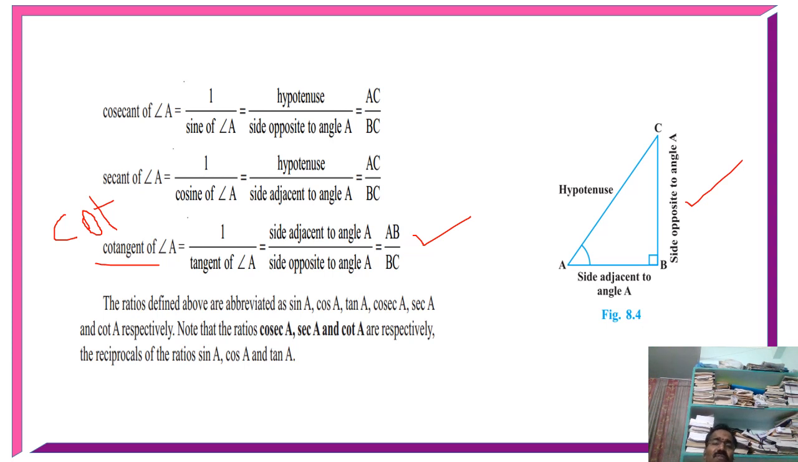For this triangle, if you take angle C, the adjacent side of angle A becomes the opposite side to angle C, and the opposite side of angle A becomes the adjacent side to angle C. The hypotenuse never changes. The ratios defined above are abbreviated as sin A, cos A, tan A, cosecant A, secant A, and cot A respectively. So six trigonometric ratios are there. Cosecant, secant, and cot are respectively the reciprocals of sin, cos, and tan. Let us go with the next slide, students.